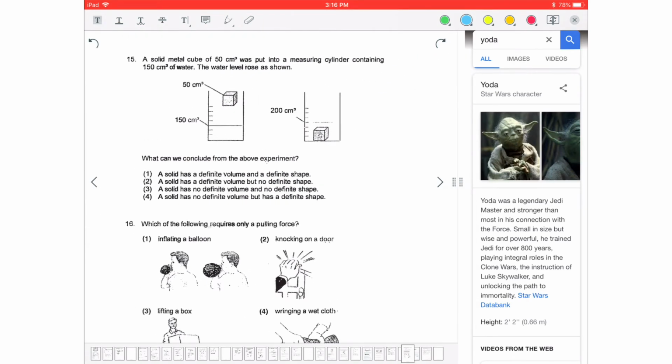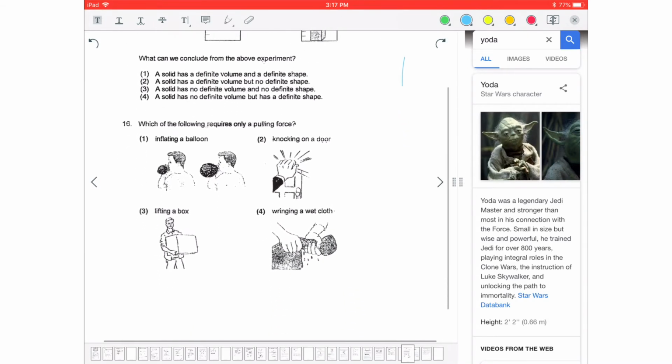Okay, so a solid metal cube. Right, solid metal cube. What can we conclude about the experiment? Oh, you know what's the conclusion? Cubes don't float in the air. Yeah. Cubes don't float in the air. Okay, the water rose as shown. What can we conclude about the above experiment? So 15 is 1. It has a definite volume and a definite shape. Okay? It's 1. But seriously, cubes don't float in the air, right?